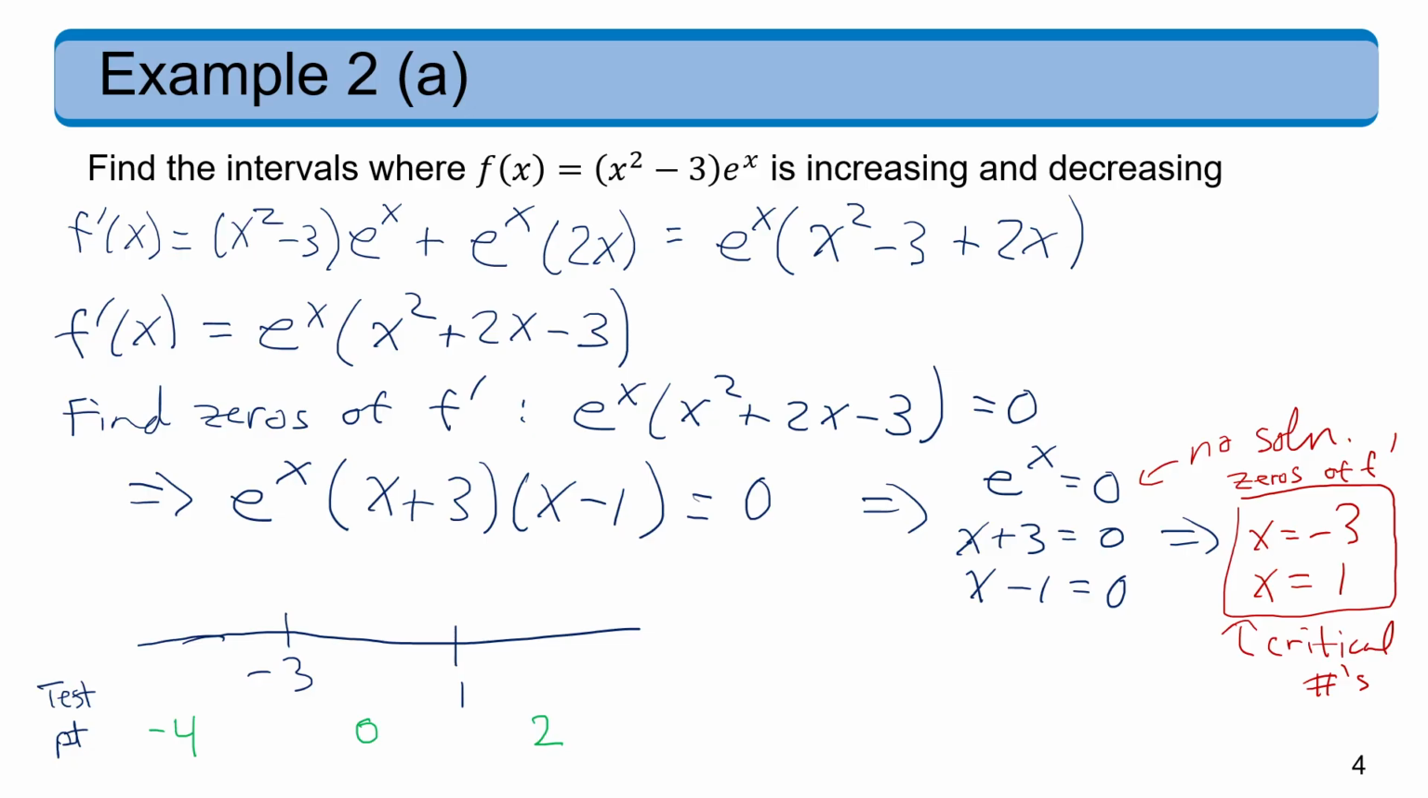Now we're going to take each test point and plug it into f prime. The formula for f prime you can see up here, but the factored form was this. So we're going to plug the test points into that formula.